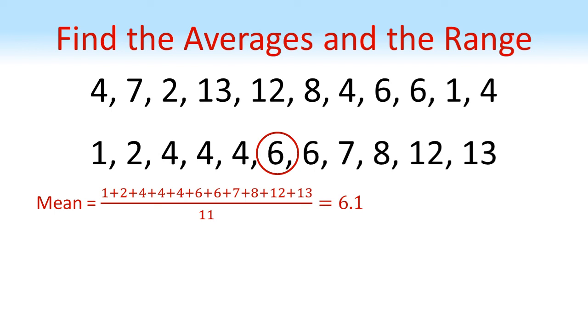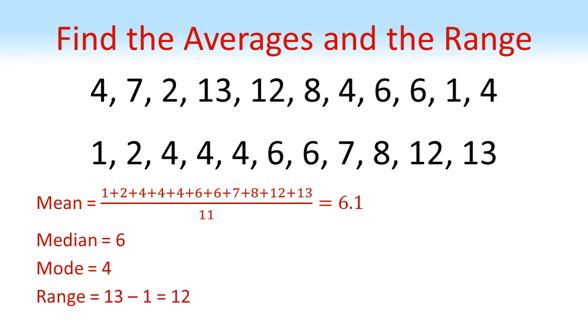The median is the one in the middle, which in this case is the 6. The mode is the most common. Well, 4 appears in that list more often than anything else, so the mode is 4. And the range is the largest, take away the smallest. So 13 take away 1 equals 12.